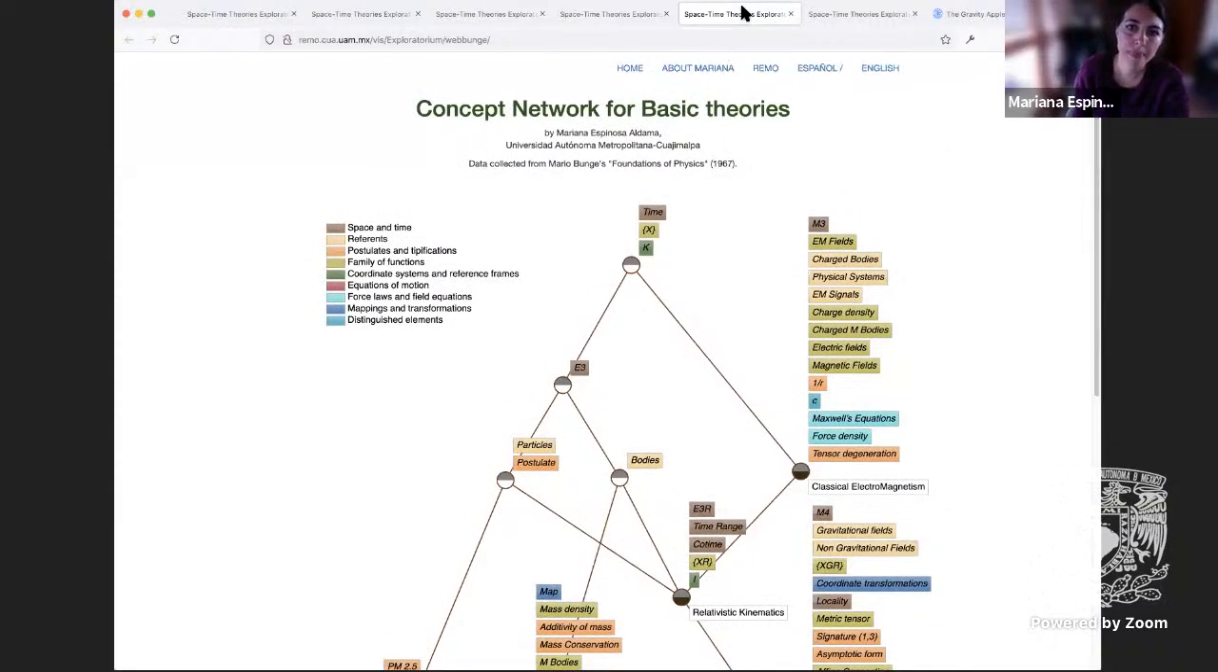Michael Friedman says that he calls spacetime theories all of those theories that involve describing an object moving through spacetime. So it's almost everything, but not everything. Almost all theories in physics, but not all of them, because actually not all of them talk about spacetime.